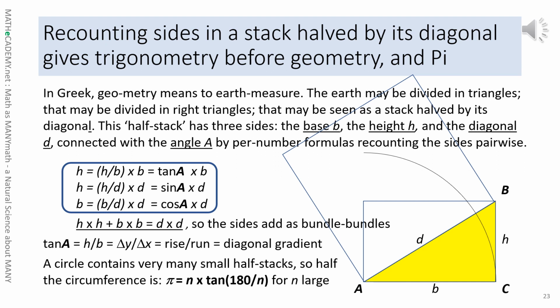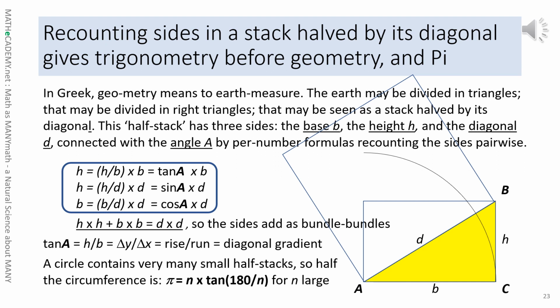This half stack has three sides, the base B, the height H, and the diagonal D, connected with the angle A, by per number formulas, recounting the sides pairwise. H equals H over B times B equals tangent A times B. H equals H over D times D equals sine A times D. B equals B over D times D equals cosine A times D.